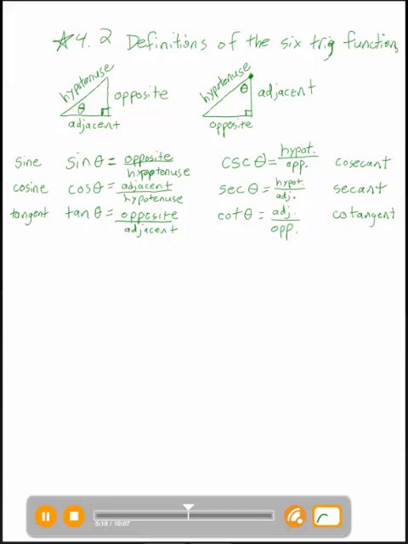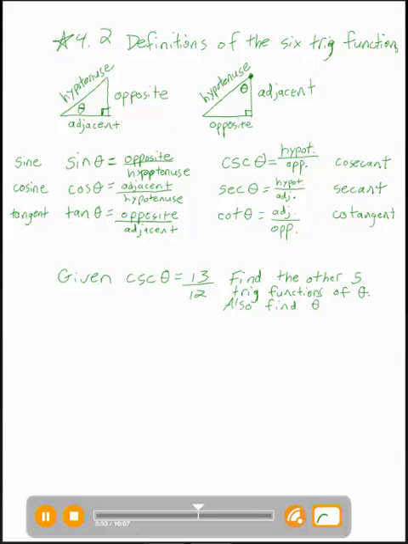So here's an example. Let's say you're given that the cosecant of theta is 13 over 12. So I want you to find the remaining 5 trig functions of theta, and also find what theta is. And we'll do that, just a quick little refresh on the calculator of how to do that. Okay, so I'm going to draw a picture here. I'm going to draw a triangle.